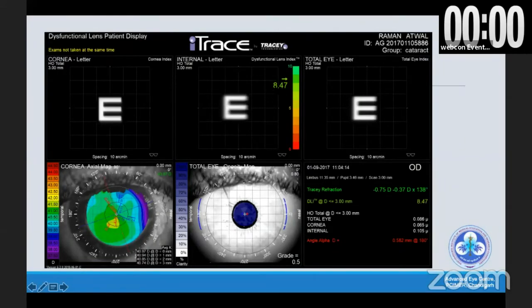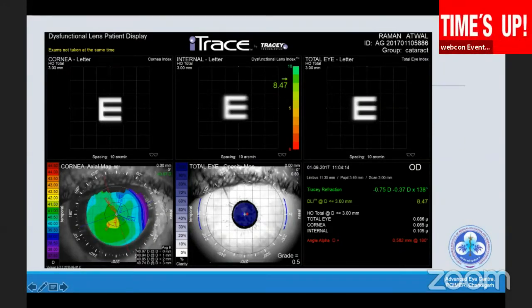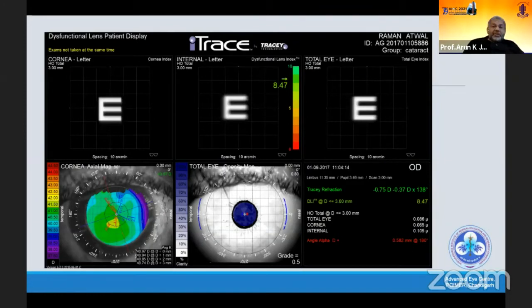The DLR, the internal dysfunctional lens index, is almost normal, more than 5, and the opacity is also very less. But the angle alpha is around 0.6. In these cases, one should avoid an aspheric IOL. Either one should use an aspheric neutral or the normal lens.